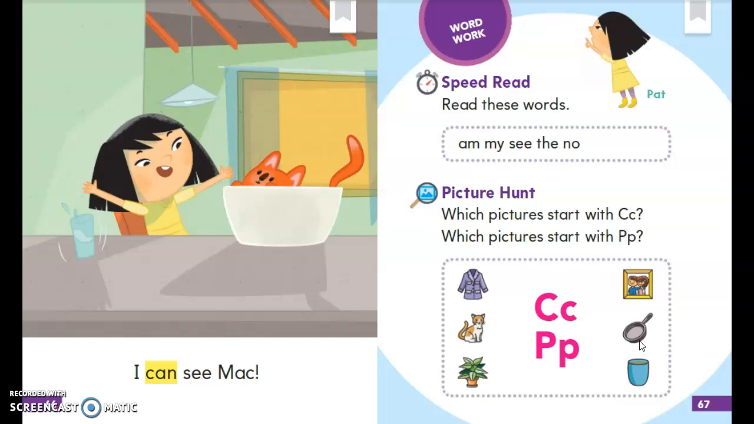One more question before we go. Can you find the main character on this page? Point to her. What's her name? You're right. Here she is. And her name, here's her label. Her name is Pat. And what letter and sound does that start with? P. And P says P.